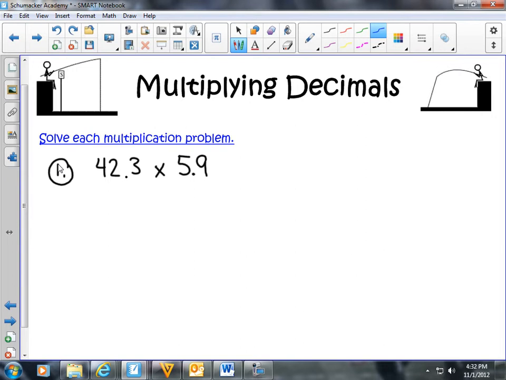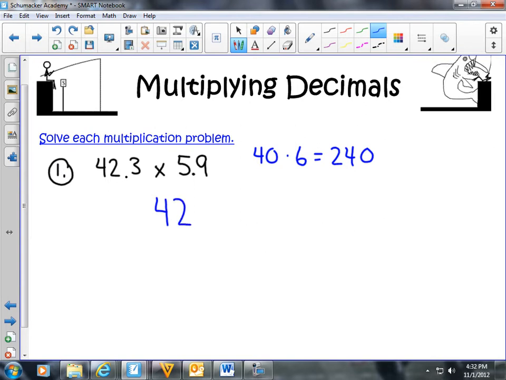I have 42 is close to 40, and 5.9 is close to 6. And so my answer should be close to 240. We're going to go ahead and try this problem out and see what we come up with. Now, again, when I'm dealing with multiplying decimals, what I like to do is I just set it up as if it is a whole number. So I would set it up as 423 times 59.